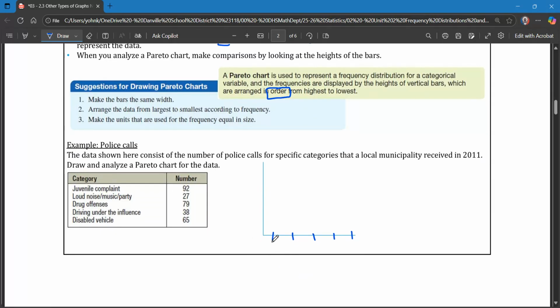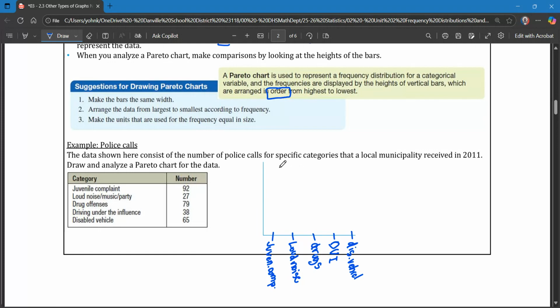We're going to label them as juvenile complaint. Sorry, I'm trying to write sideways. Juvenile complaint. And then we have loud noise. And drugs offenses. We'll just put drugs. And then driving under the influence. We'll put a DUI. And then disabled vehicle. We'll put disabled vehicle. All right.